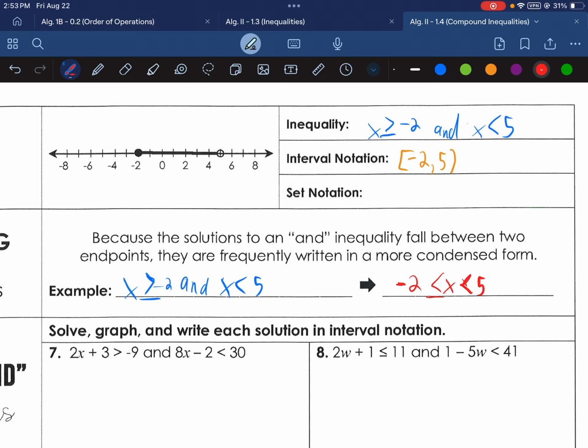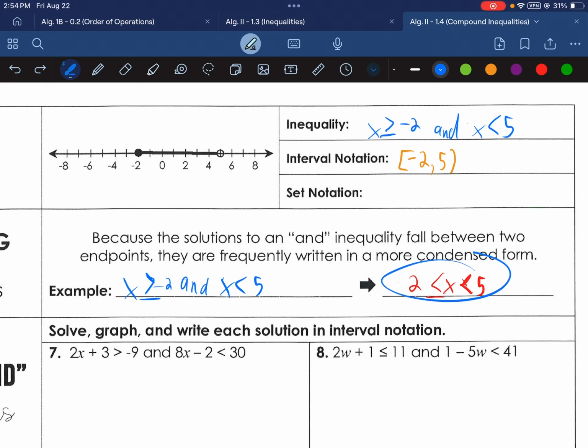Essentially what happens there is we take the smaller of the two numbers, in this case negative 2, and you write that first. You take this symbol, but we need to flip it, because here we're saying x is bigger. So we have to keep x bigger as we flip the symbol. Then you write your variable x. Then you write your symbol over here for your bigger number, less than, or if it was less than or equal to, you put the or equal to, and then the bigger number, 5.